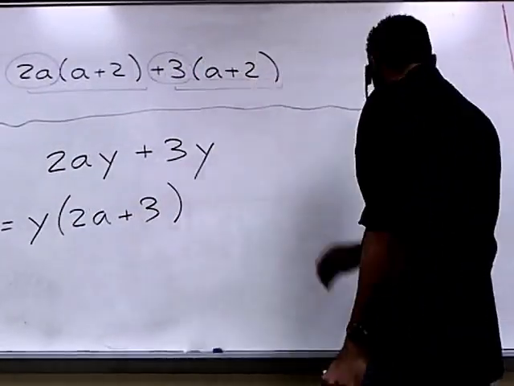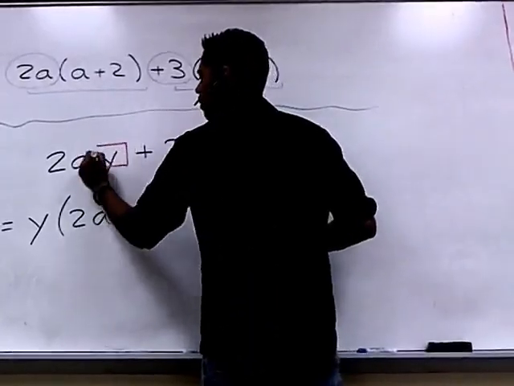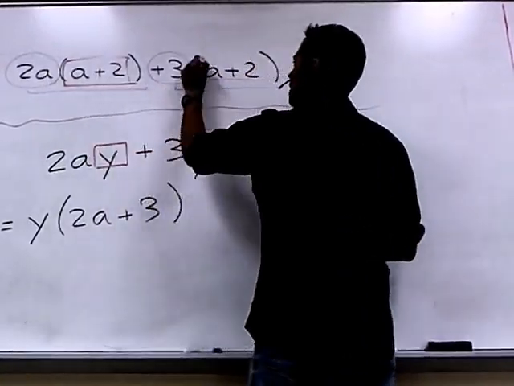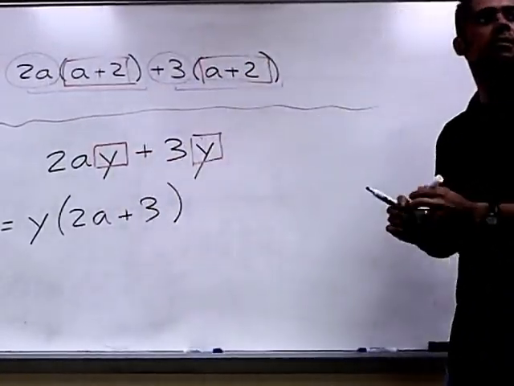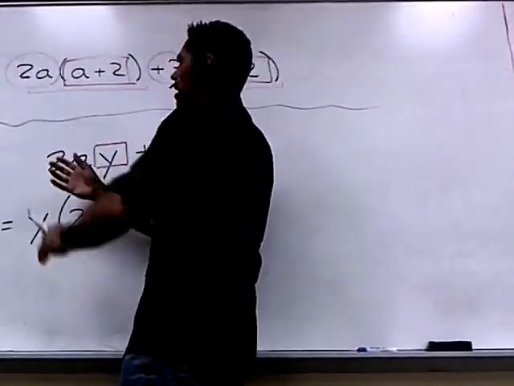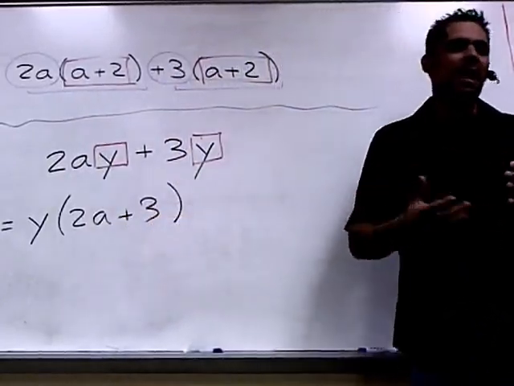Well, the problem up here is exactly the same as this problem, except instead of a y here, we actually have an a plus 2, the entire binomial factor. So that's like a y, that's like a y. We pull the y out, and then what's left is the two things here. So that's kind of what's happening there.